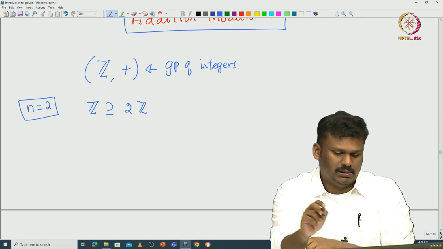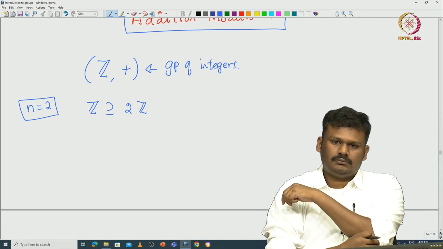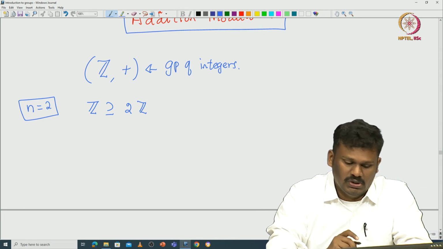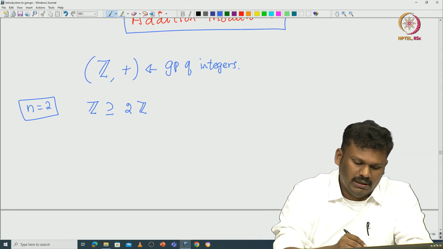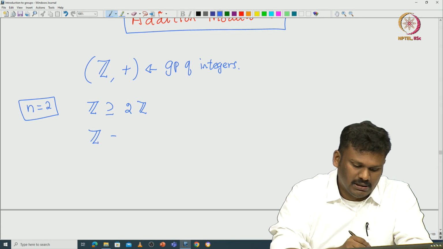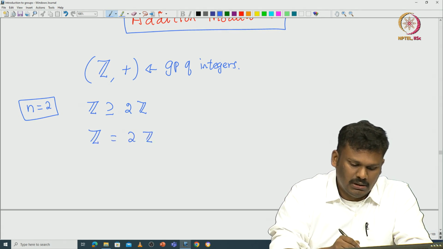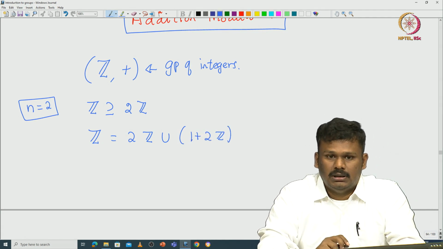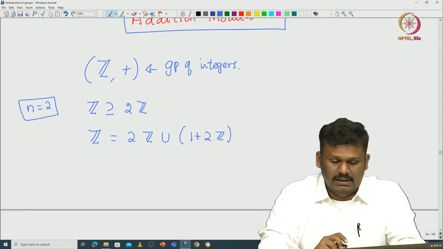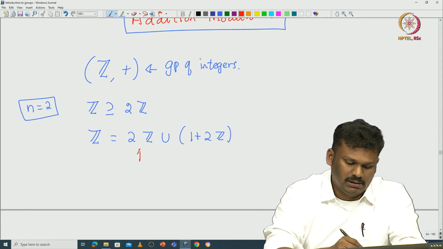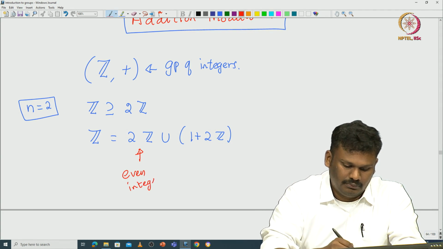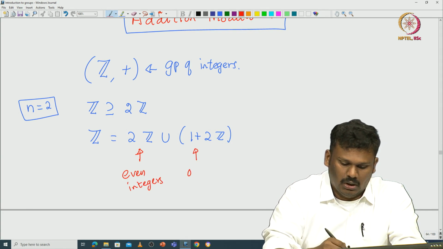But the thing is, this 2z partitions z into 2 sets. Okay. So, what does it do? You can write z as 2z union 1 plus 2z. So, what is 1 plus 2z? Those are all odd integers. Okay. Basically, this is even integers and this is odd integers.